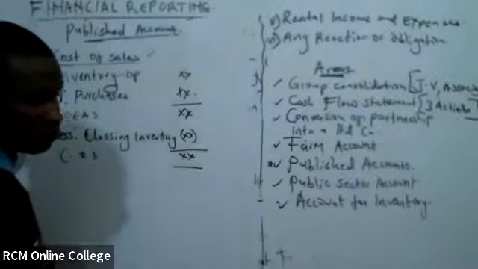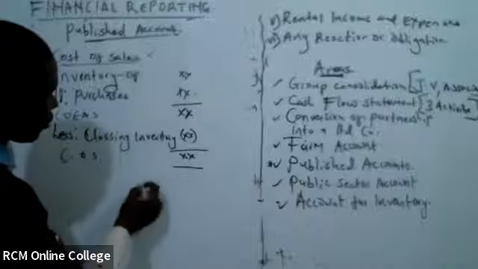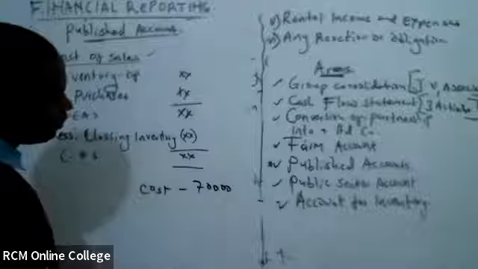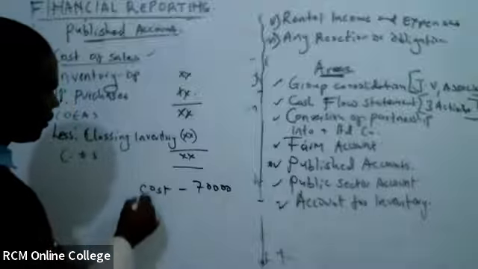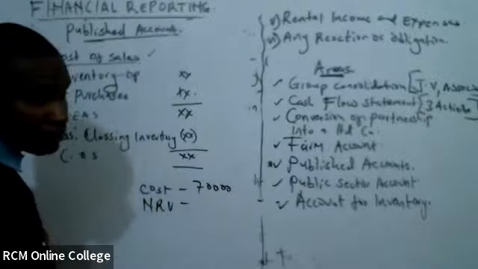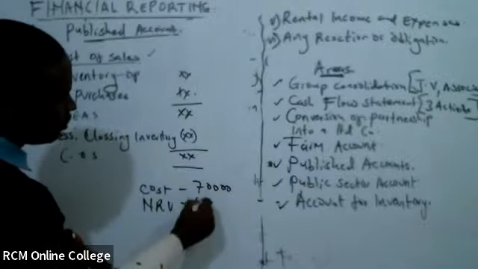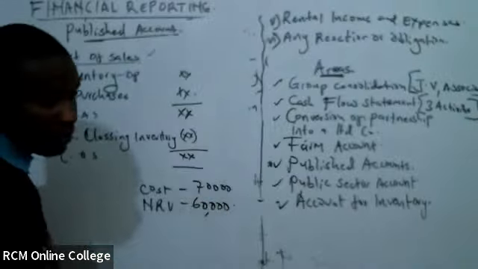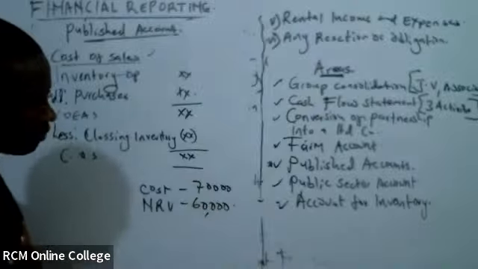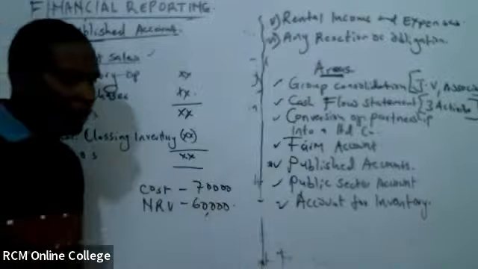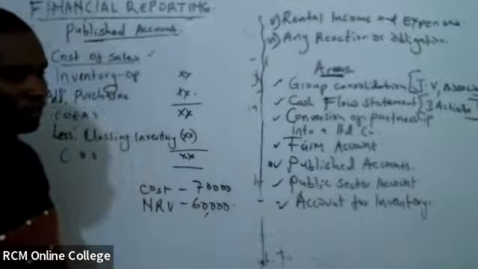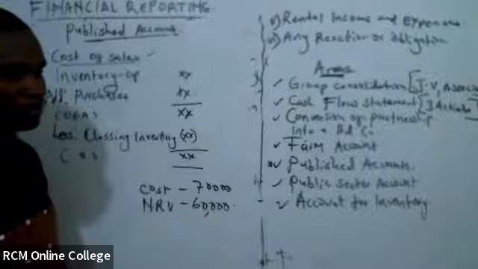So when it comes to the inventory, which also affects this, like our closing inventory, assume you are given two values. Inventory at cost is 70,000, and inventory at net realizable value is 60,000. Which one will you use? The examiner has given you the two. Which one is the best to use at that point?